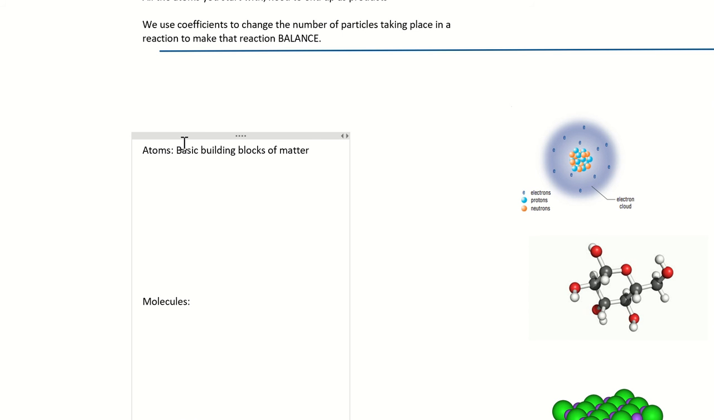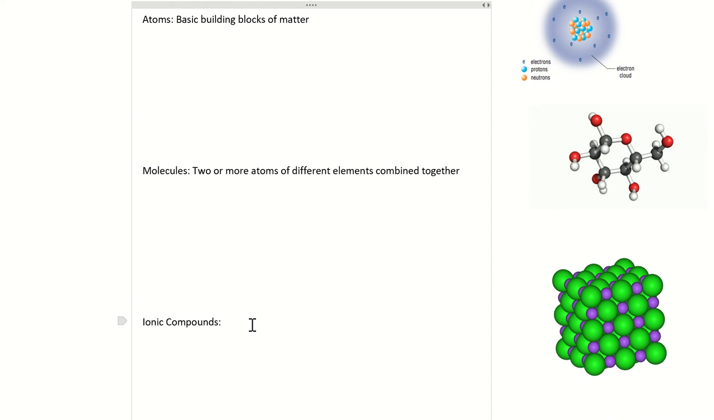This is what we're rearranging in these chemical equations. Molecules: two or more atoms of different elements combined together. Oftentimes the compounds we see will be molecules. Sometimes they're ionic compounds. And this is going to be the same definition as a molecule, but in this case, it's going to be two or more ions of different elements combined together. For right now, we're not super concerned about the difference between molecules or ionic compounds, but recognize there definitely are differences there.